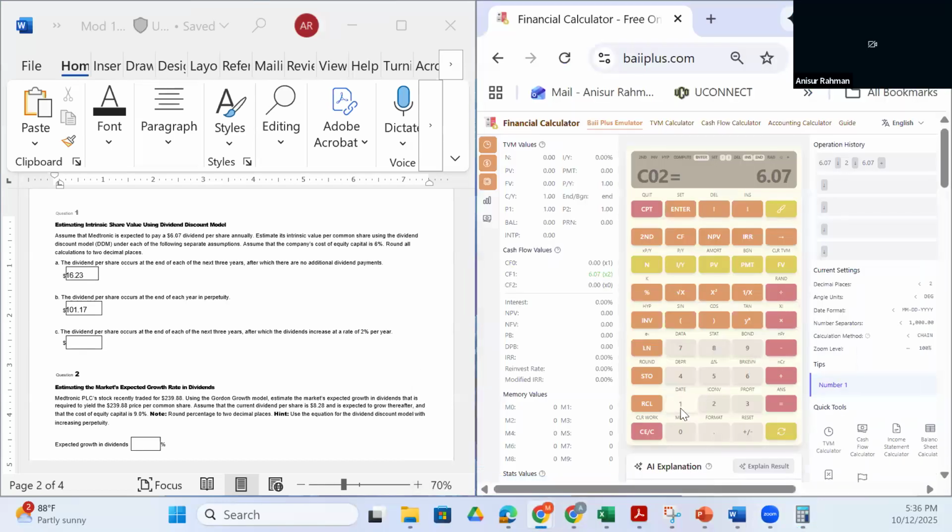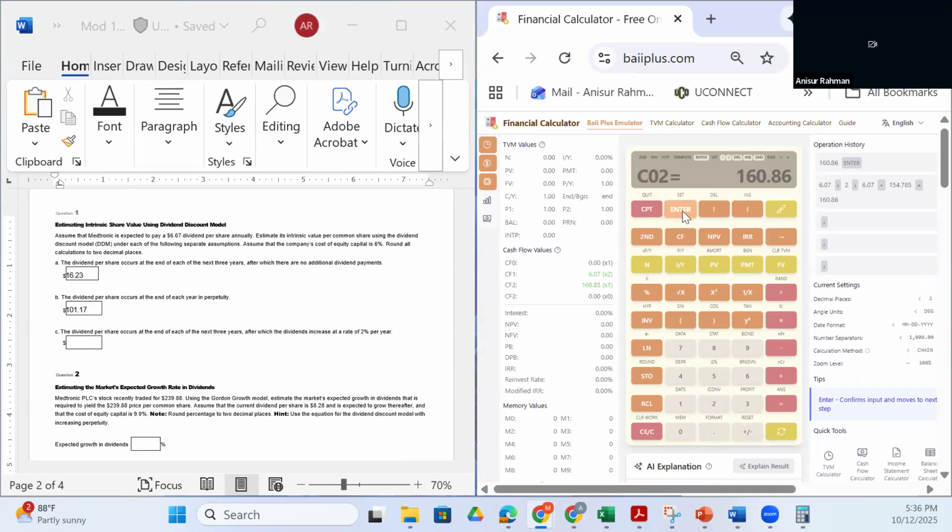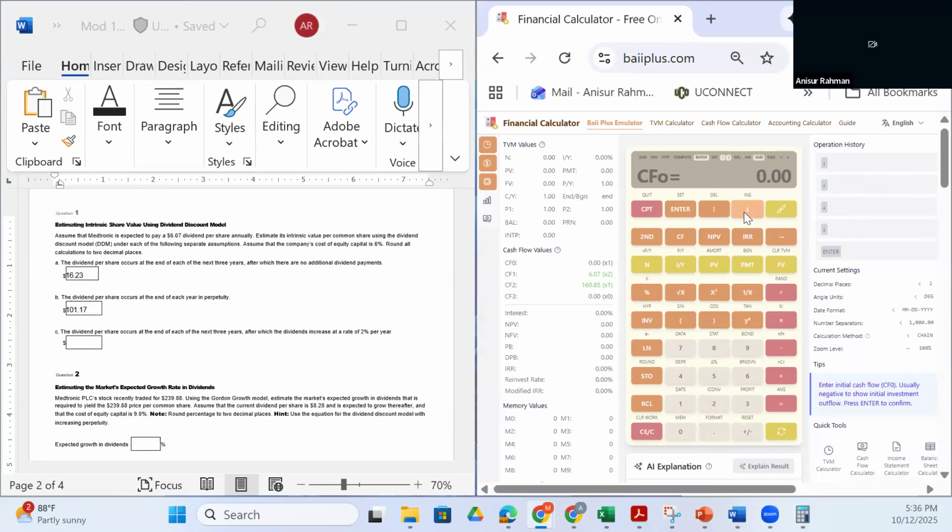So plus 154.785 equal enter. Don't forget to press this enter key. Now down arrow, this is happening only once. We don't have any other cash flow, so we are good.